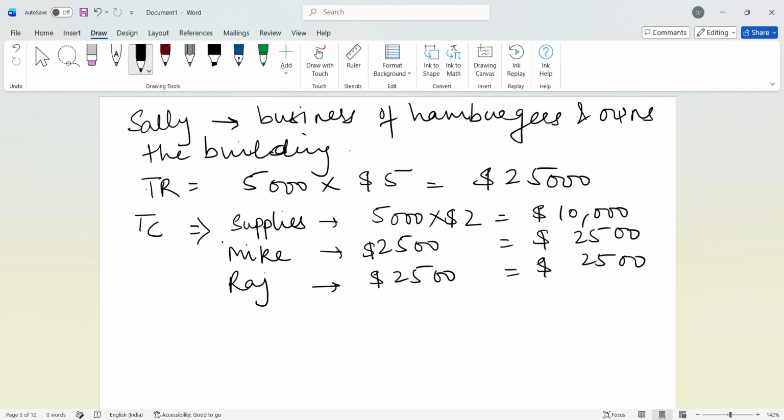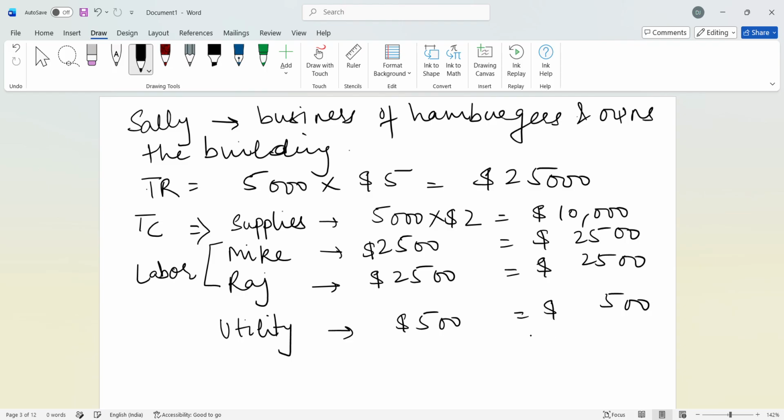Okay, so these two turn out to be the labor cost for her. And then she has some utility cost, which is $500 per month. Okay, that's about it, right?